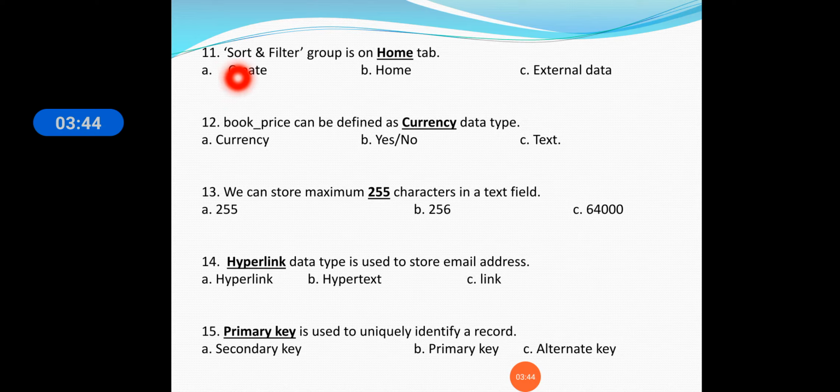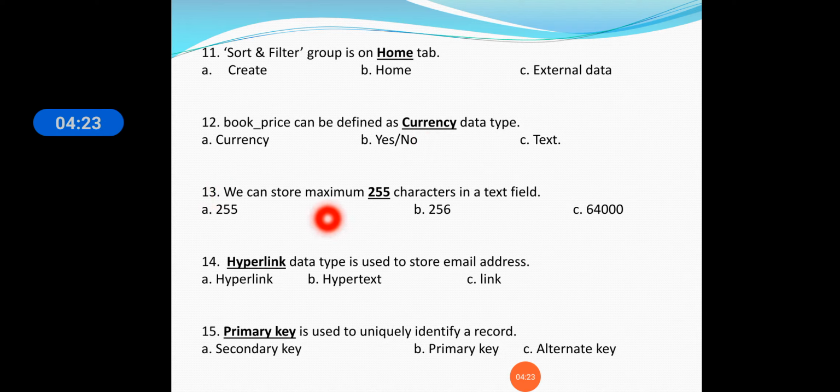Eleventh one, sort and filter group is on dash tab. A create, B home, C external data. So answer is home tab here. Sort and filter group is on home tab. By home tab you can sort and filter the data. Twelfth one, book price can be defined as dash data type. A currency, B yes no, C text. So answer is currency here. This we have studied in the online class also. If you have to set the book price, you have to set the data type as currency. Then only you can type the currency in dollar or rupees format.